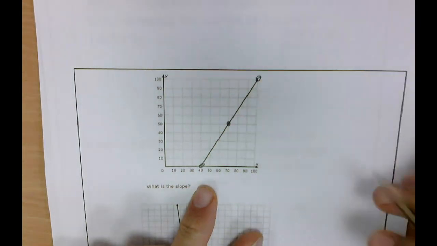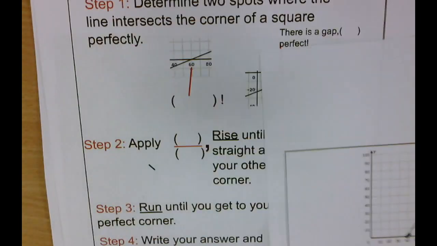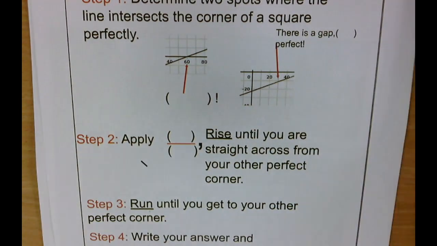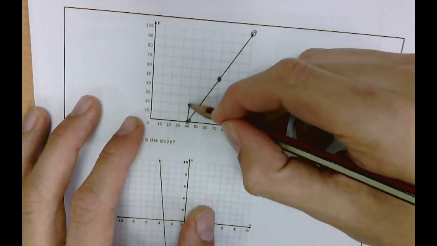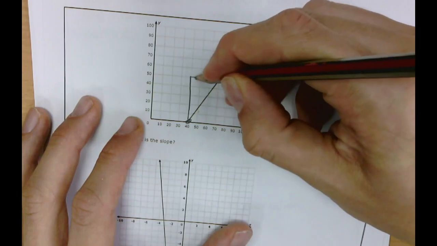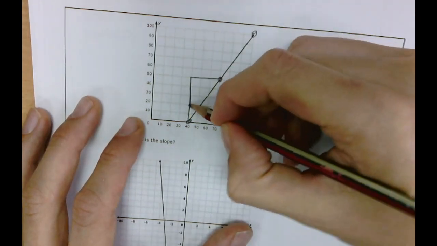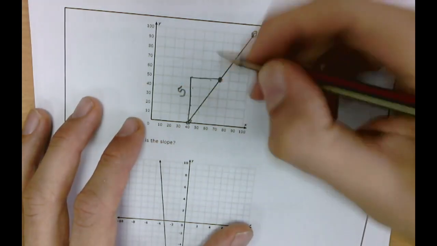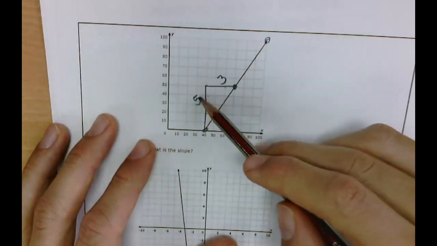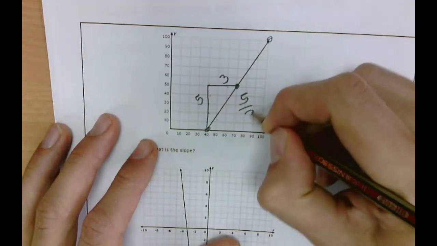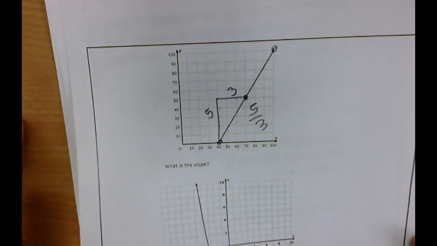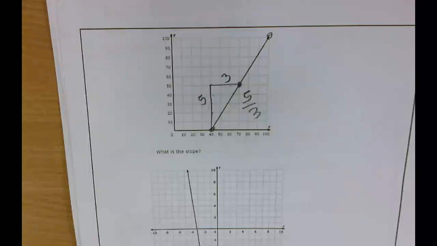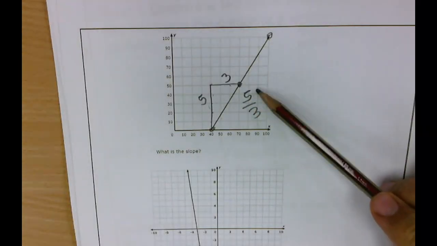There and there. Okay, so now I'm going to apply rise over run to figure out what my missing slope is. So step 3 says run until you get across from your other perfect corner. So we're going to draw a triangle here. We rise up, and then we run over this way. We went up 1, 2, 3, 4, 5. Then we went over 1, 2, 3. 5 and 3. So my slope then is 5 over 3. I write my rise, the number that went up, because it's the change in y over the change in x. Because it's the rise over the run, we do 5 over 3.